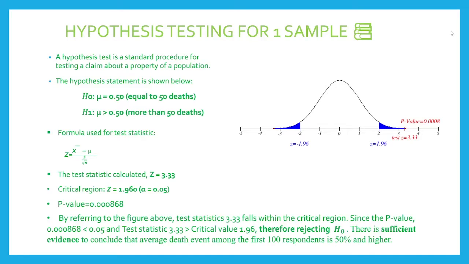significance level. So here we can see the first hypothesis statement, H null is mu equals 0.5, whereas the second one is mu more than 0.5. The formula used for this test statistic is Z. Z equals the mean minus mu over the standard deviation over the square root of the sample size.